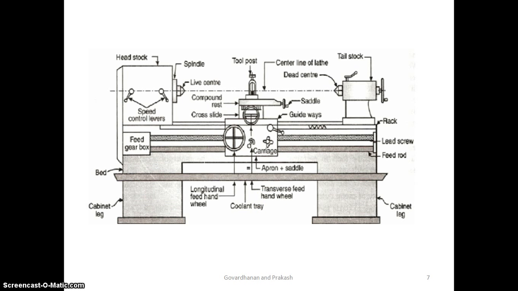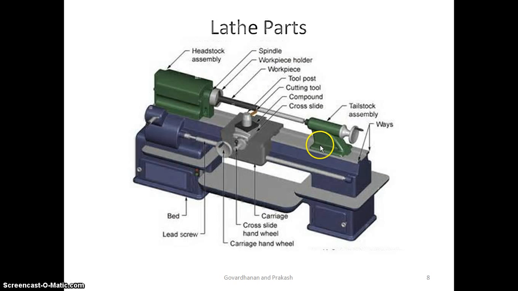Here the figure shows the various parts of the lathe. It consists of a headstock, a tailstock, a carriage, and a bed. It has feed mechanisms, headstock assembly, and tailstock assembly.